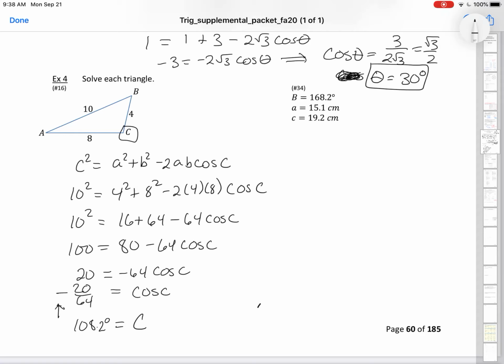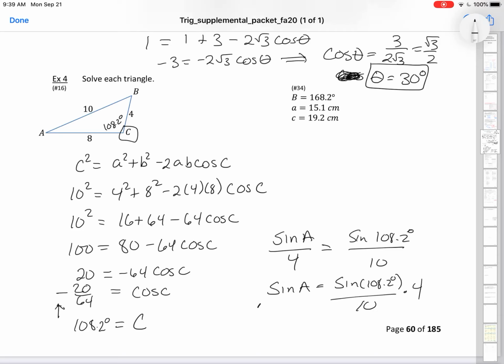Once you've unlocked the first piece and know that this is 108.2 degrees, you can use the law of sines to unlock everything else. So what else do we need to solve for? I need angle A. So I know that sine A over 4 is equal to the sine of 108.2 degrees all over 10. And I'm going to use that. So what's sine A equal to? Sine of 108.2 degrees all over 10 times 4.